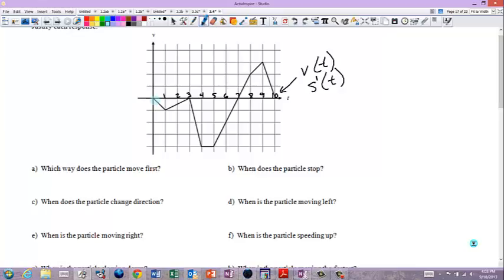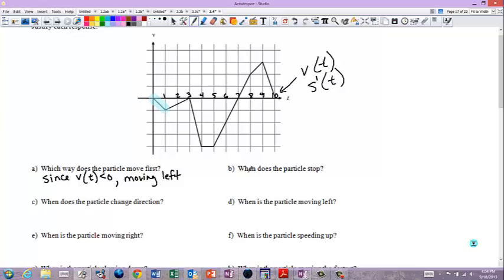Alright, it says, which way does the particle move first? Well, it's moving downward first. Now, the velocity is going downward, so the velocity is negative. Because this is the graph of velocity and the velocity is negative, the particle is moving left. Because remember, if you're going backwards, then you have a negative velocity. Because this is left and right, left being backwards and right being forwards, he's moving left.